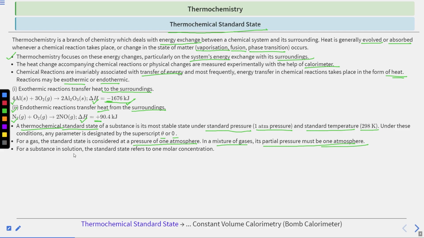For a substance in solution, the standard state refers to 1 molar concentration. And if we are talking about a solution here, the substance should be in standard state when it has 1 molar concentration. Okay, so we define the standard state of a substance thermochemically.